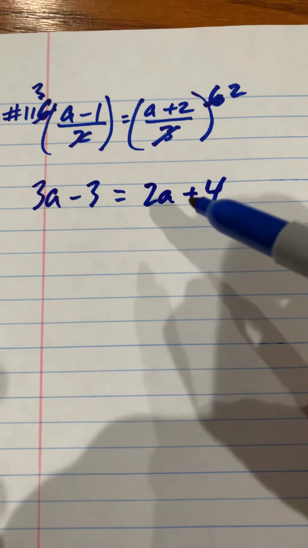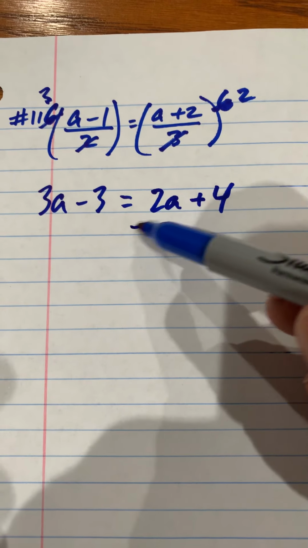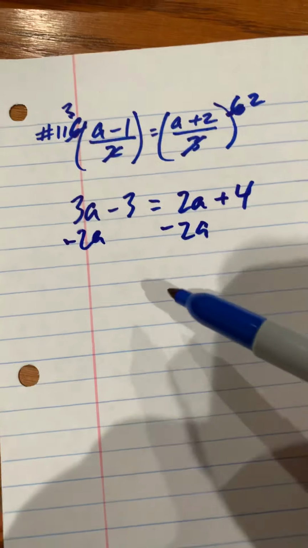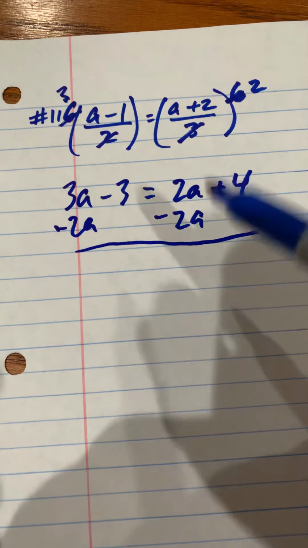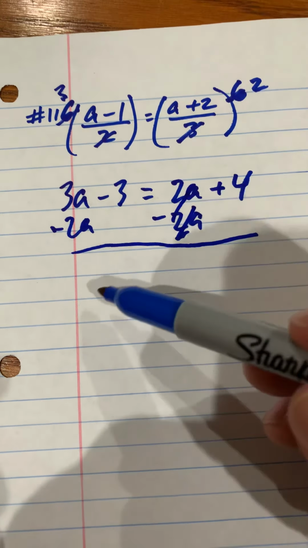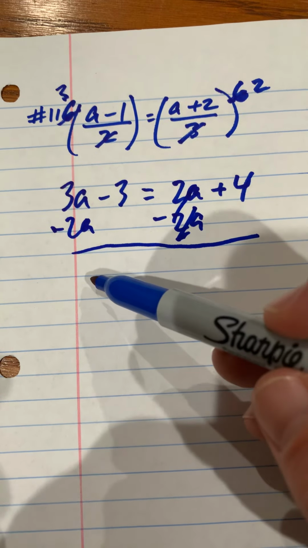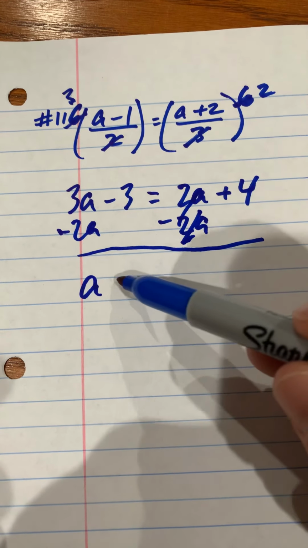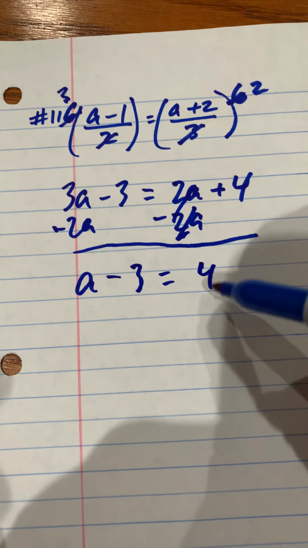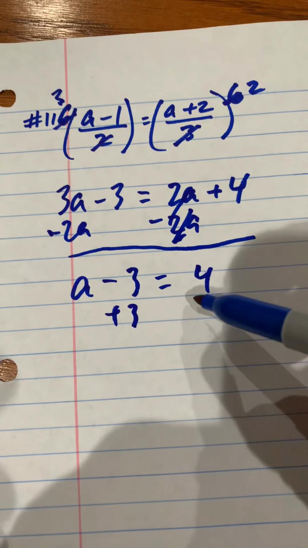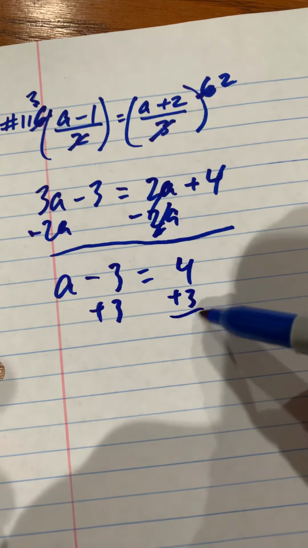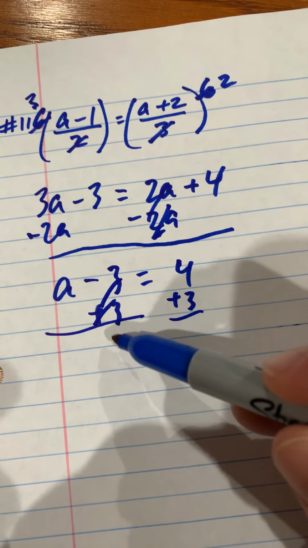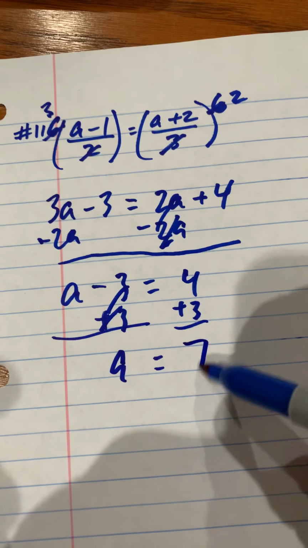Let's just get everything that's got an a over here, so let's cancel, and that gives me a right here. So 3a minus 2a is just a, minus 3 equals 4. Add 3, add 3, and we get a equals 7.